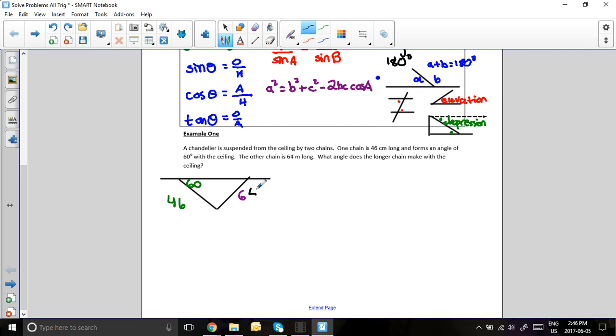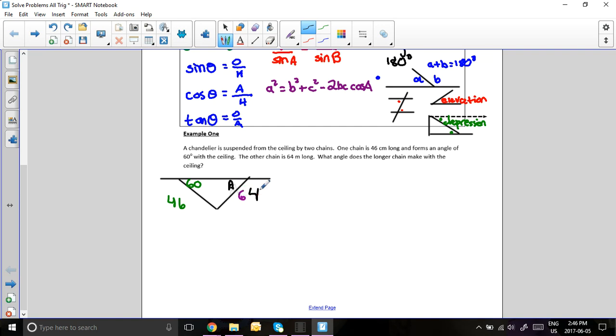So 64. Okay, so what angle does the longer chain make with the ceiling? So it wants to know this angle here. Okay, so we want to solve for this angle.